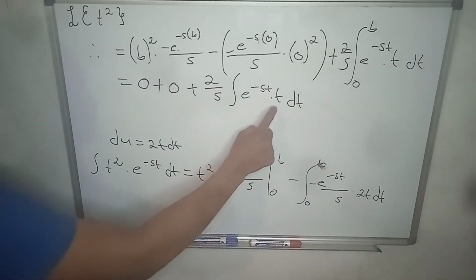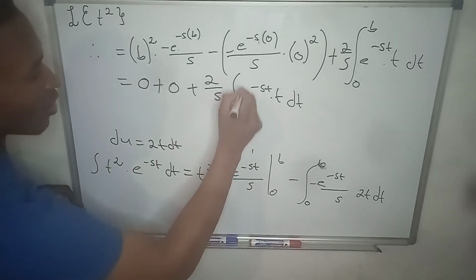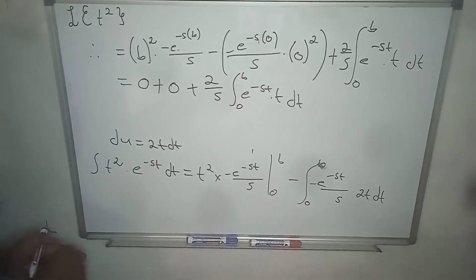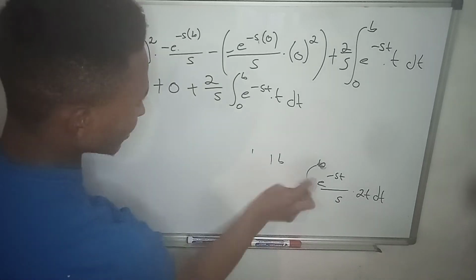We must integrate by parts again, because if we just want the integral of e to the minus st times t, that's what we want. So we have to integrate by parts again.